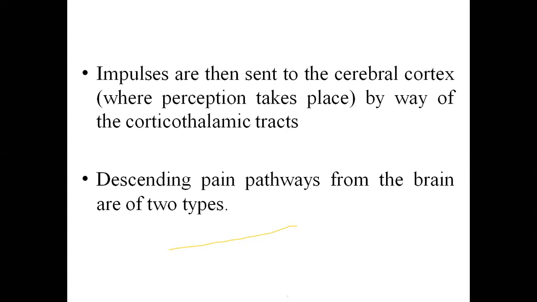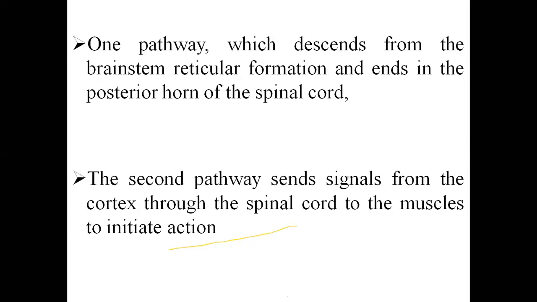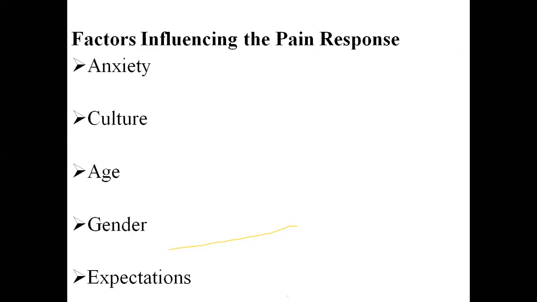You know, in the pain pathway, the stimulus, the way you feel it, has two types of it in the brain. The first pathway is the one that descends from the brainstem, the reticular formation, and ends in the posterior horn of the spinal cord. And the second pathway sends the signal from the cortex through the spinal cord to the muscles to initiate an action in that place where you feel the pain, you know.